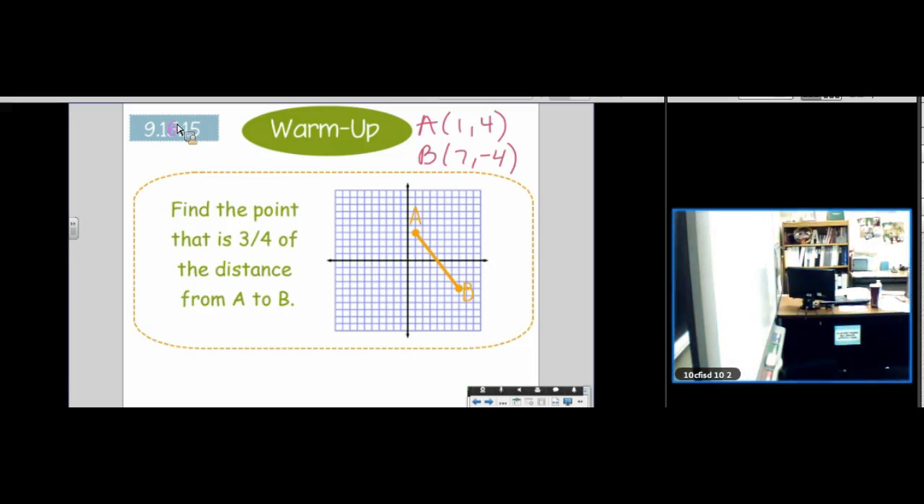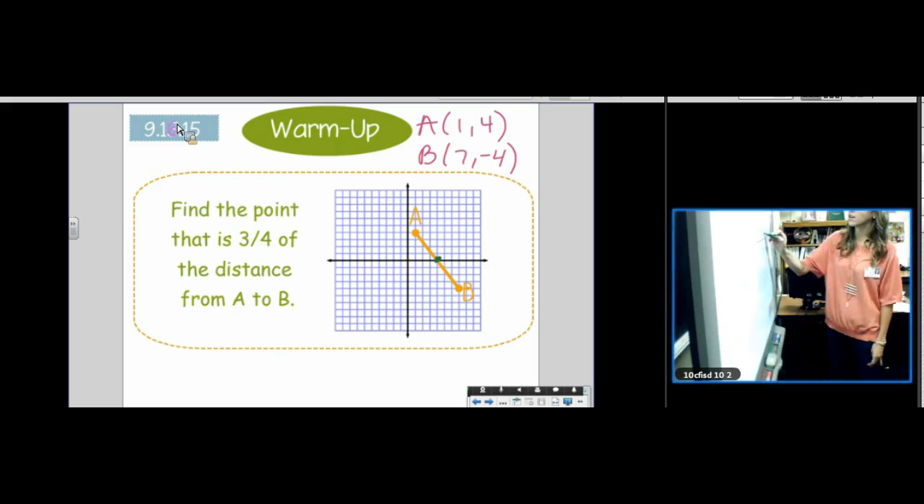So we know if we take a segment and we find the midpoint that we are cutting it in half. I'm just going to eyeball the midpoint. I actually think it's right there. But we don't want to cut it in half. But we know if we take a half and we cut that in half, we get a fourth.